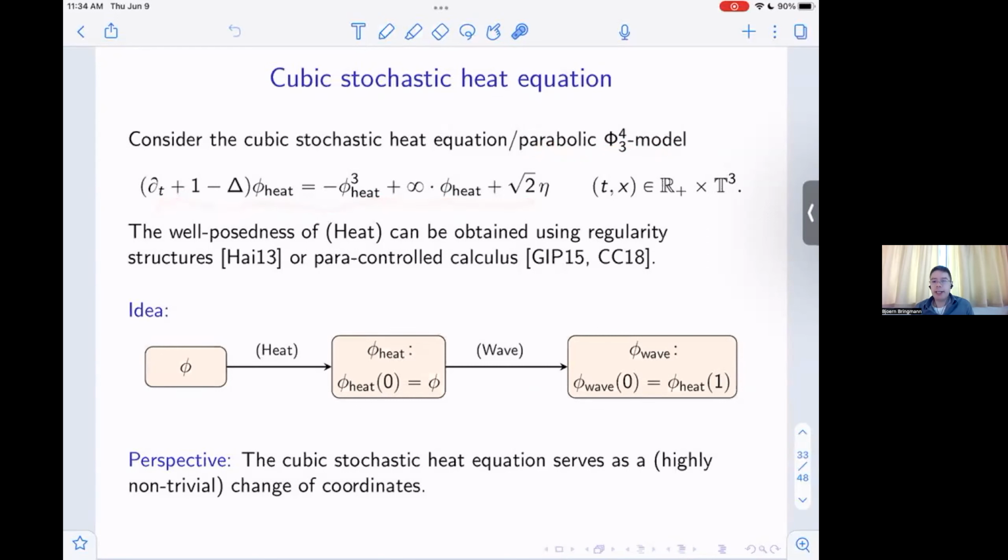On the left-hand side, I have my typical heat operator hitting my phi heat. On the right-hand side, I have my cubic nonlinearity, a renormalization, and a stochastic space-time white noise, right? Okay. So this type of problem remained open for a very long time, but as we discussed, can now be dealt with using either regularity structures or also the paracontrolled approach by Gubinelli, Imkeller, Perkowski, Hairer, Mattingly, and Kupiainen, Chandra.